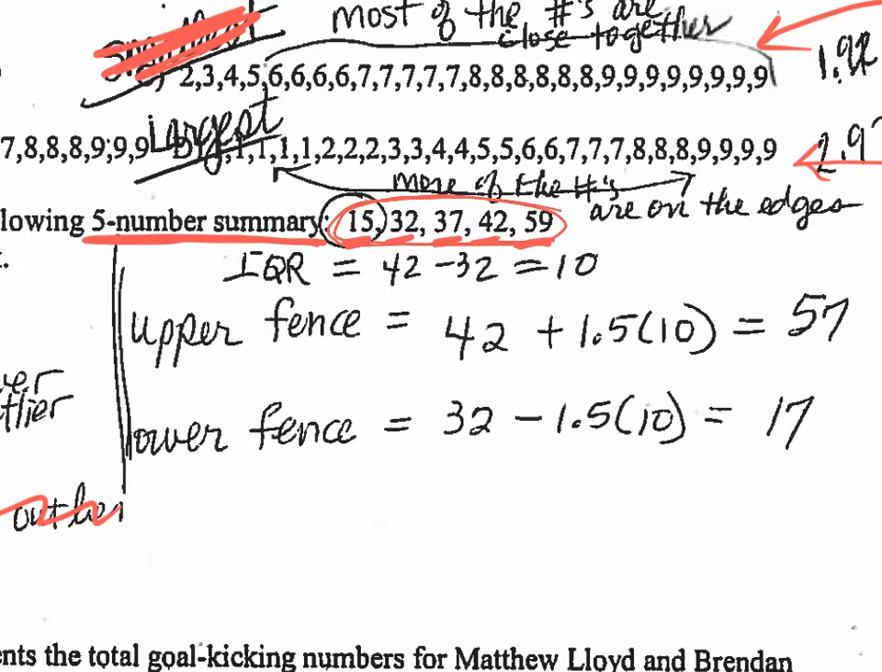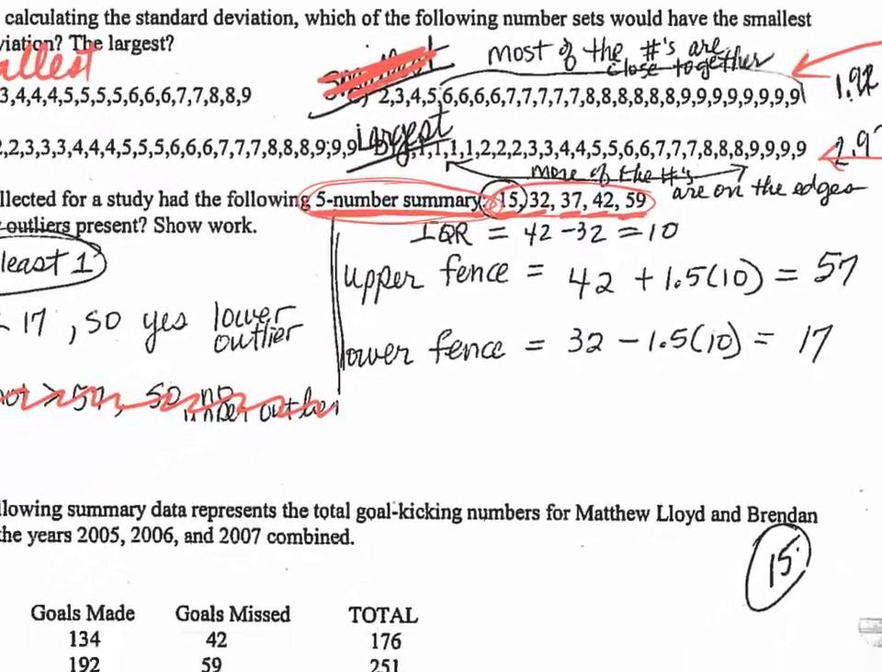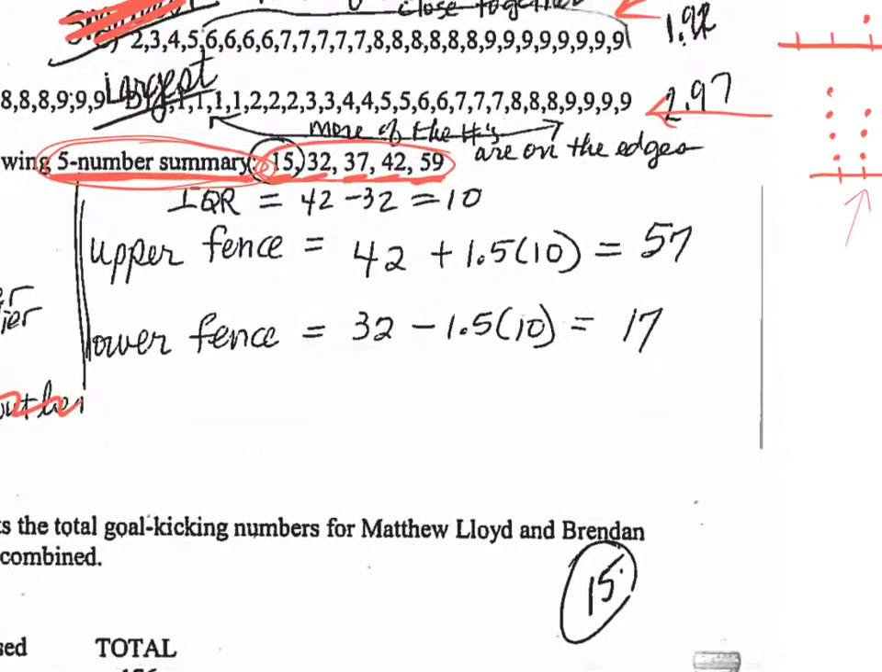This is the 5-number summary. So that is the min, Q1, median, Q3, max. So when you do your calculating, the upper fence is at 57. So what can you tell me about 59? You have at least one upper outlier. If the lower fence is 17, what can you tell me about 15? You have at least one lower.